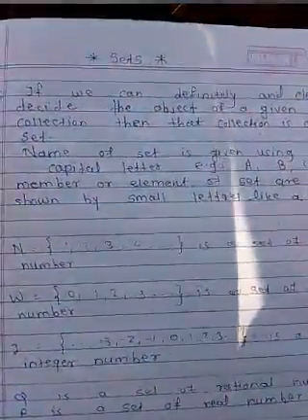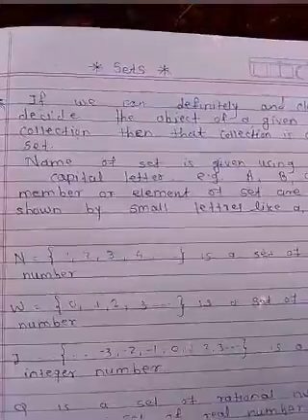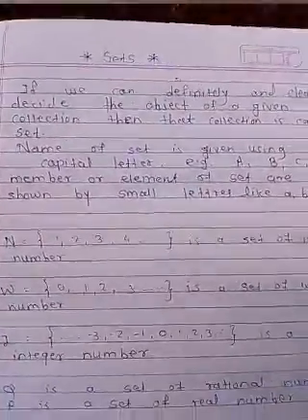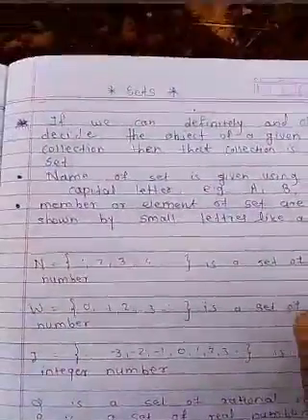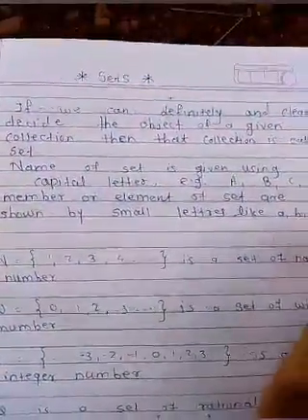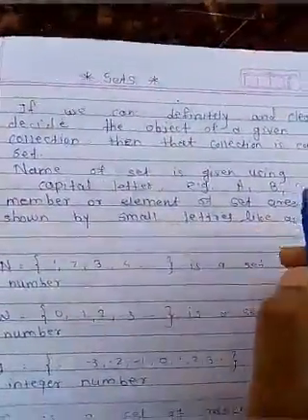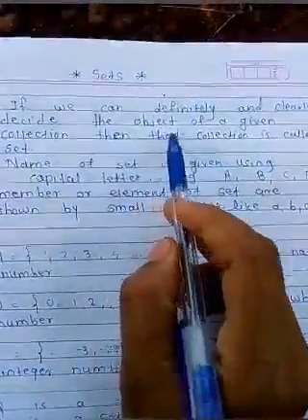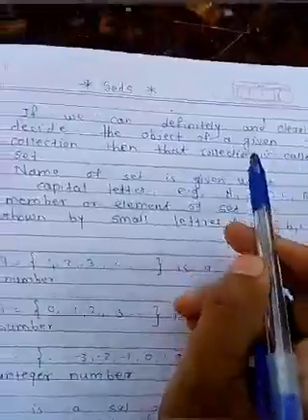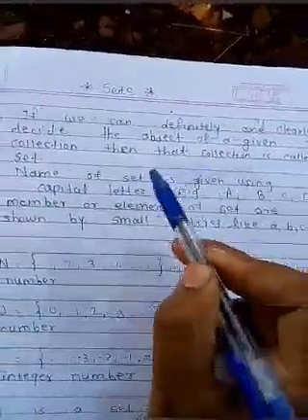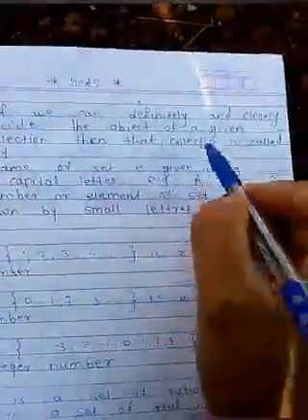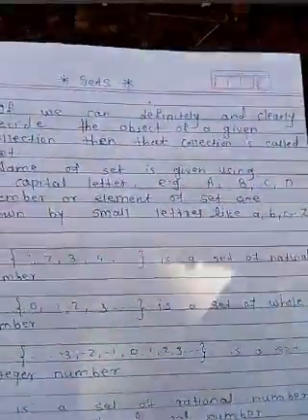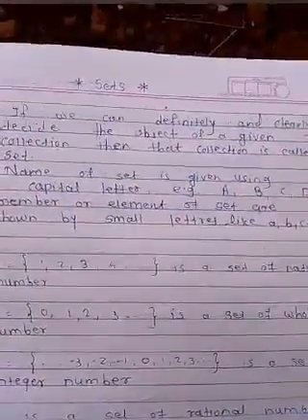सेट्स म्हणजे काय तर एखाद्या समूहामध्ये वस्तूंचं केलेलं कलेक्शन. म्हणजेच काय तर आपण डेफिनेशन पाहतोय आता. If we can definitely and clearly decide the objects of a given collection, then that collection is called a set. म्हणजे फॉर एक्झाम्पल आता एक्झाम्पल आपण काय देऊ शकतो की नंबर ऑफ स्टार्स इन द स्काय.